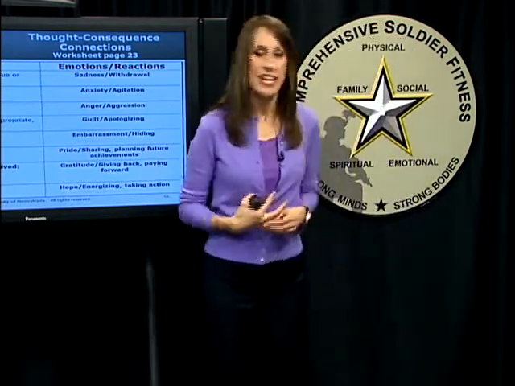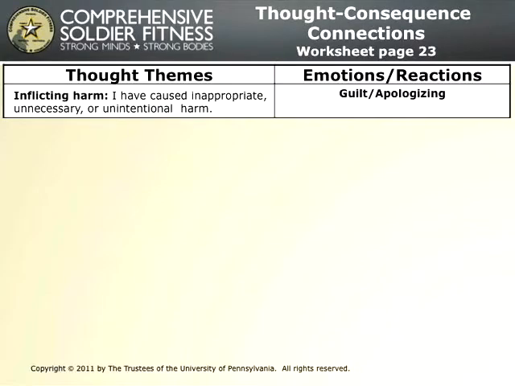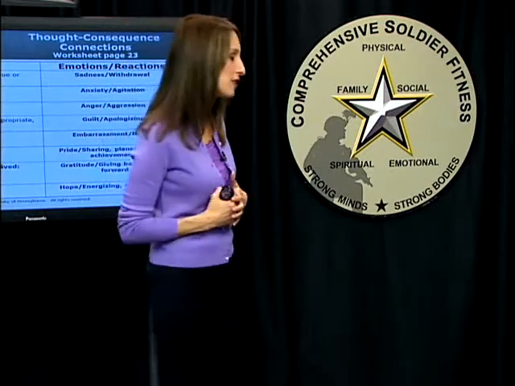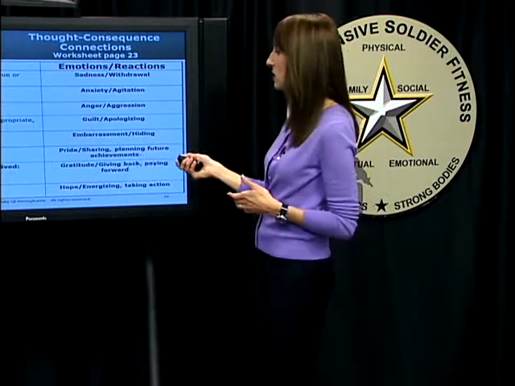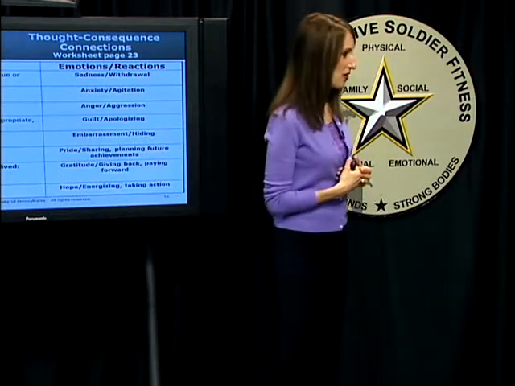If my heat of the moment thought is about inflicting harm, so my thought is about having caused inappropriate or unnecessary or unintentional harm, well, the thought theme of inflicting harm is going to drive me to experience something in the guilt family in terms of my emotions and something in the apologizing category in terms of reactions. Maybe I'll actually apologize, or maybe I'll try to make it up to that person somehow. But the thought theme of inflicting harm leads to guilt and apologizing. All right, a few more of these.